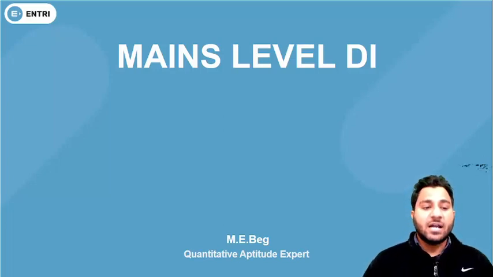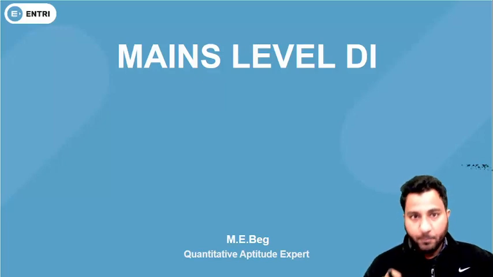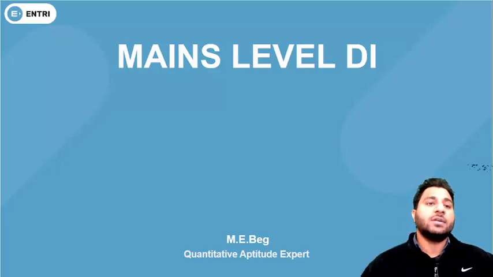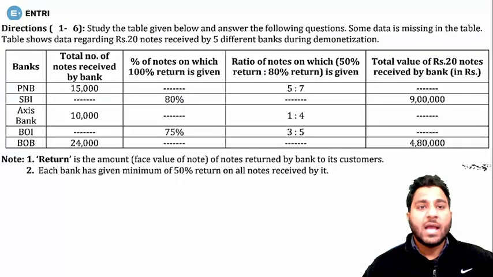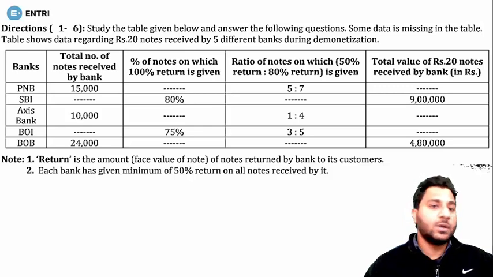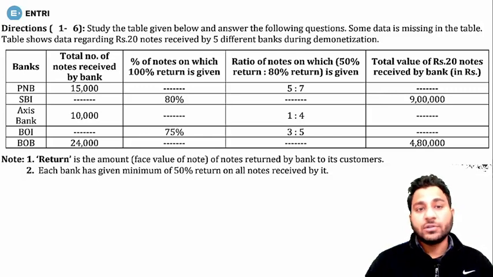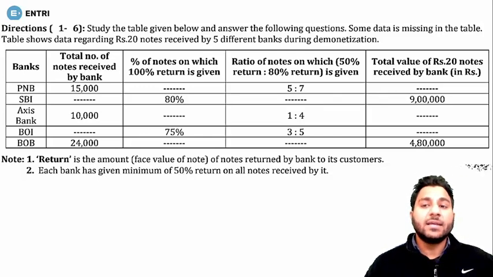So let me start this video with a brilliant, or you can say important, DI. I have brought a missing DI. As you all know, it is a very trending one these days, and it is related to banking transactions. It gives you a glimpse of the demonetization period. The DI suggests that it is a 6-question DI, so it's a very important one. Must watch this DI.